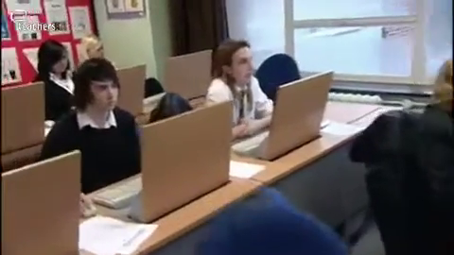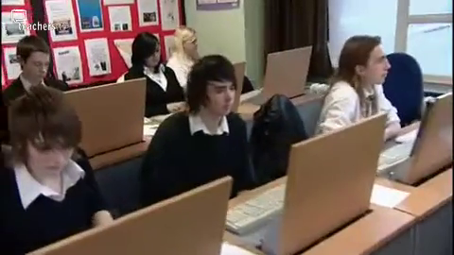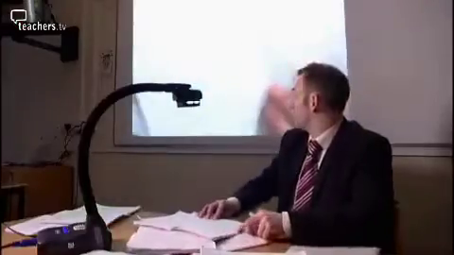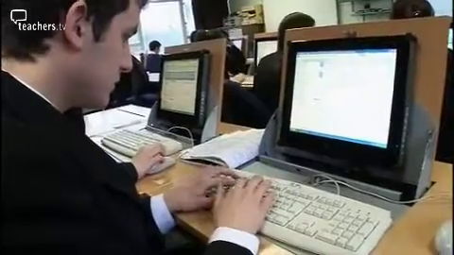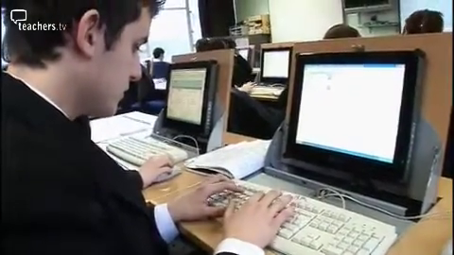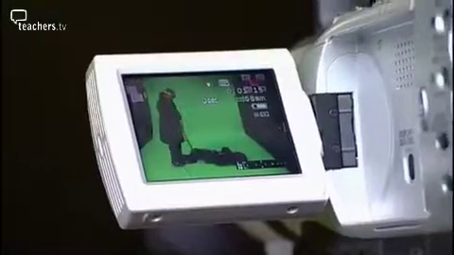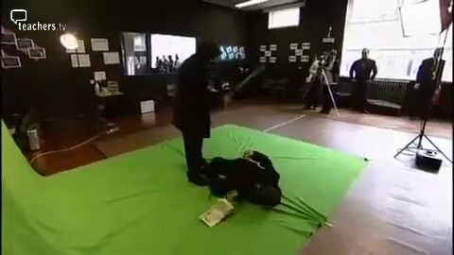Three case studies showing ICT supporting hard-to-teach topics in secondary English. Using a visualiser camera to show pupils' work to the whole class. Using discussion threads to study the GCSE poetry anthology. And making video trailers based on a set book.